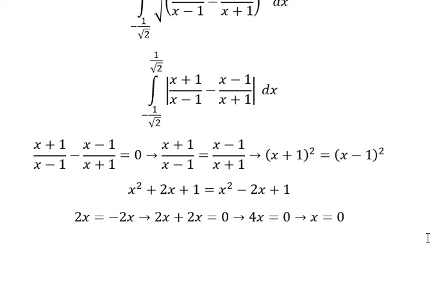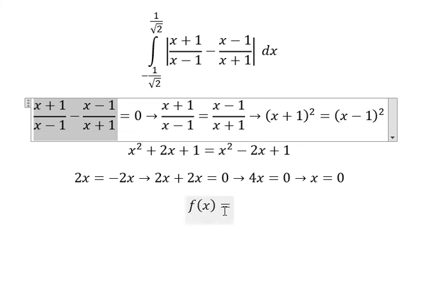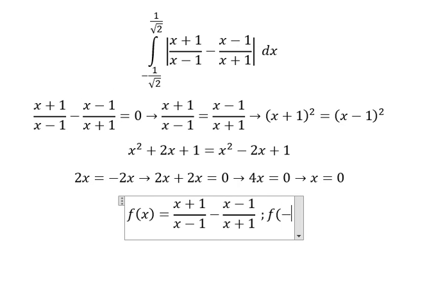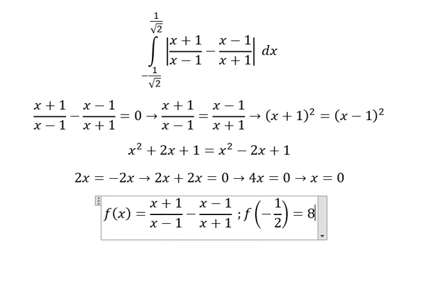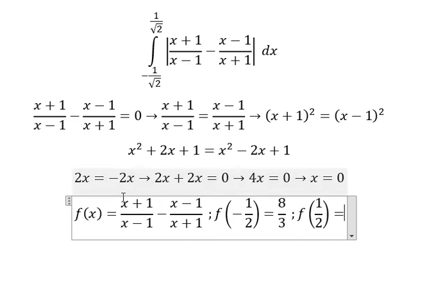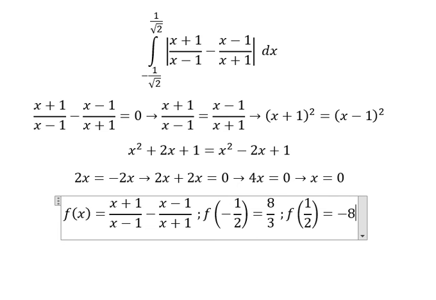Now, I will put the function in here. And now let's say I will choose a value smaller than 0. So I will choose f of negative 1/2. So I will put negative 1/2 in here. We calculate, and we got 8/3. Now let's put f of 1/2. So I will put 1/2 in here. We got negative 8/3.